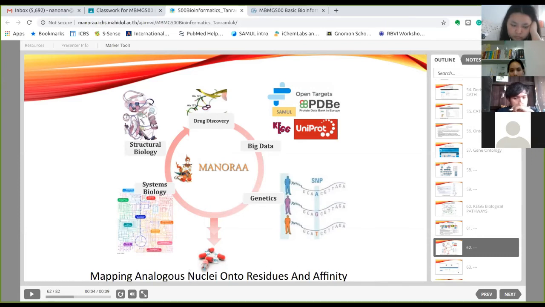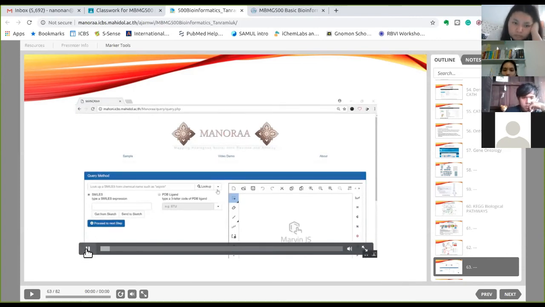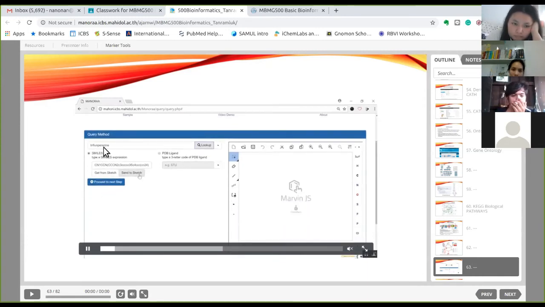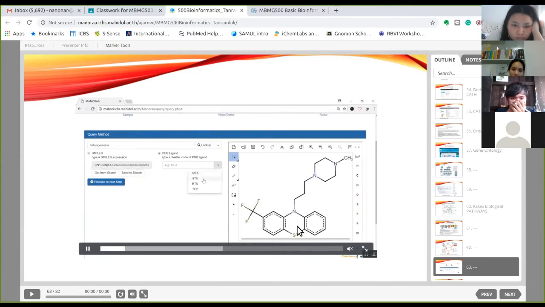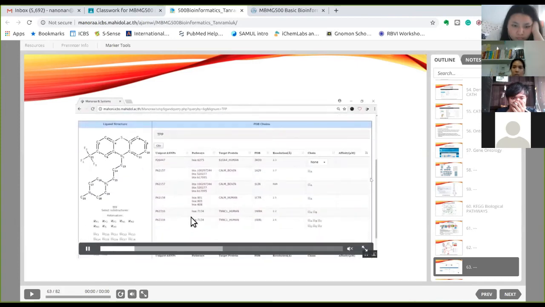So this database links various databases together, and it is used for drug design. But I will not ask you about my database in your exam because I think there are other, more important questions to ask. But I will demo a little bit how it works. So this is vanilla. You can search for a drug name, trifluoroperazine. This one is a drug to treat schizophrenia.